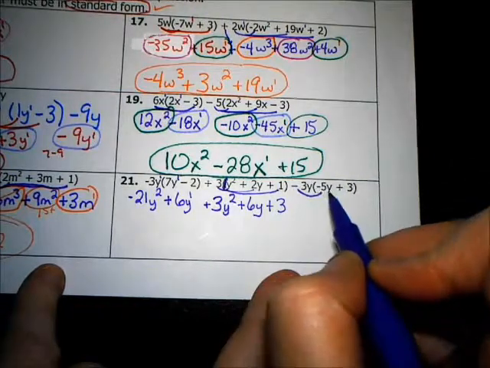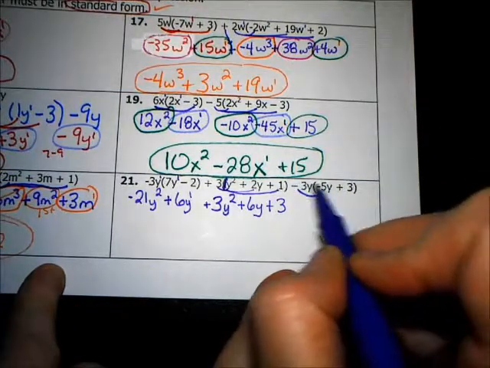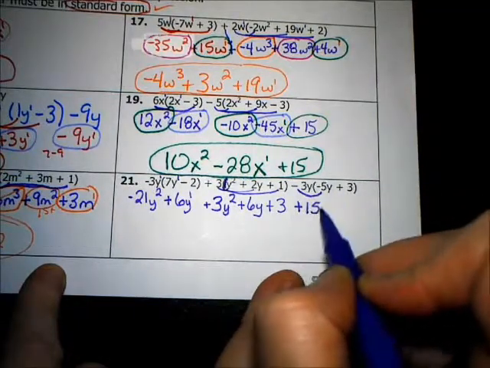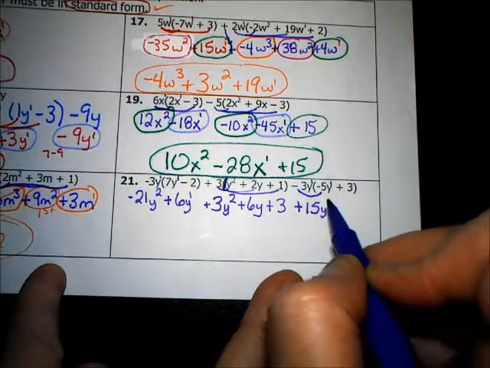Negative 3y times negative 5y. Negative times a negative turns this to a positive 15, and then I have 2 y's.